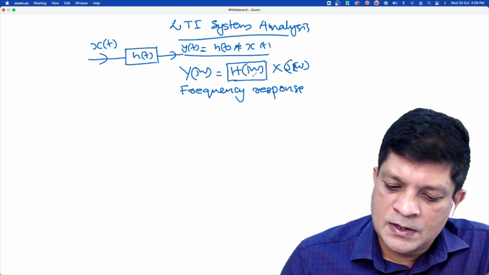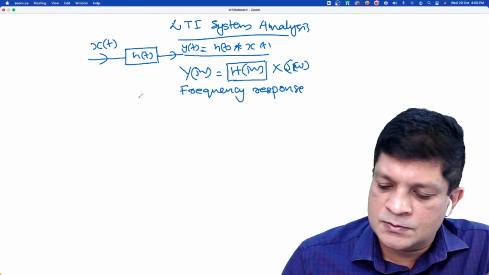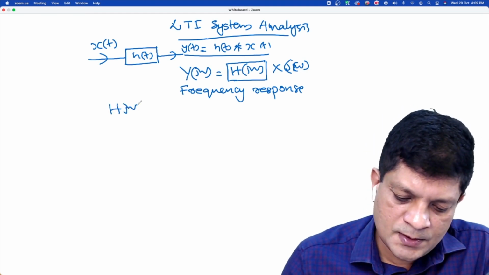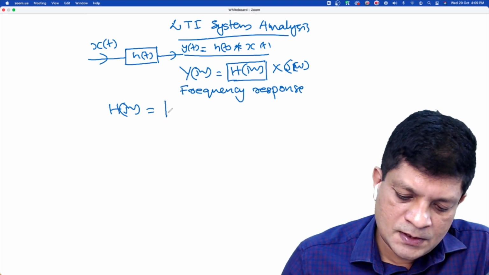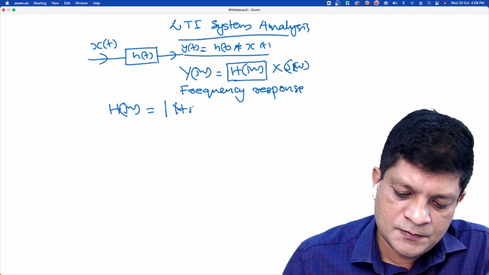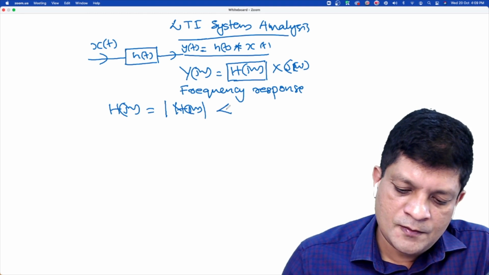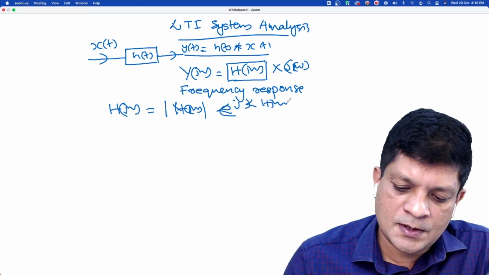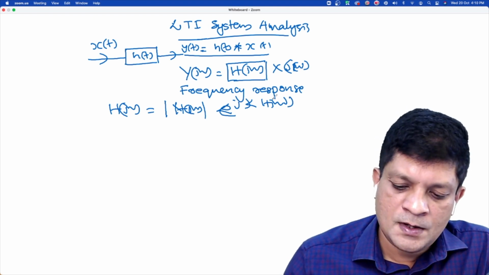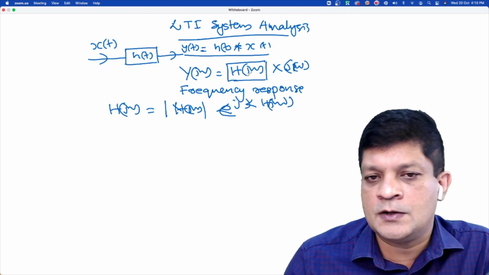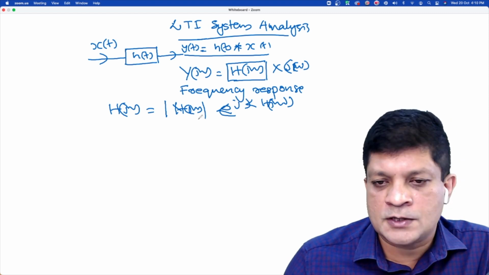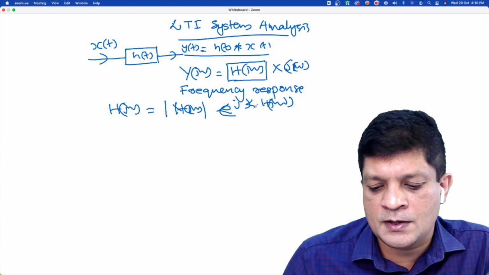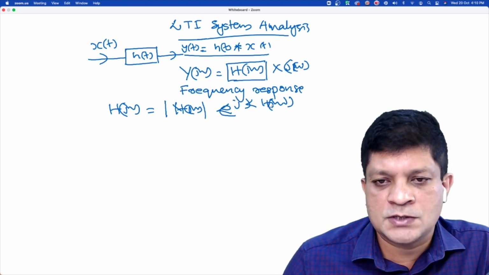And we can write this in terms of its magnitude and phase. This is H of j omega. We can write it as magnitude of H of j omega times e to the power j phase angle H of j omega. In the polar form, this is a complex valued function of omega. So we can express it in the polar form as magnitude of H of j omega times e to the power j phase of H of j omega.